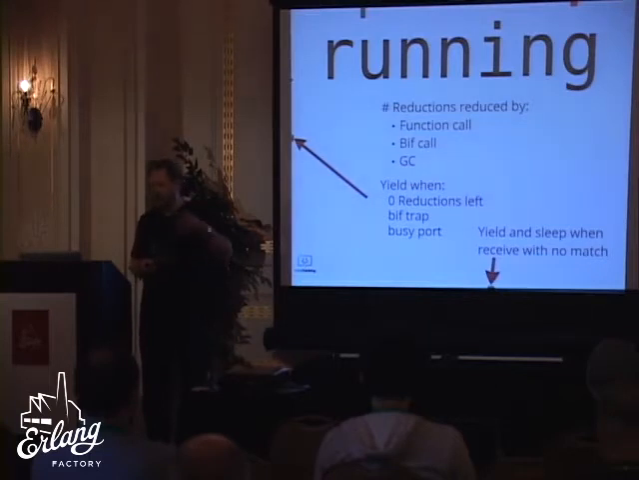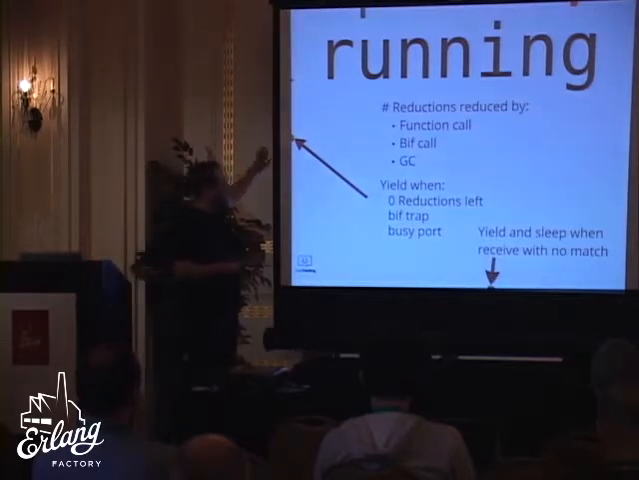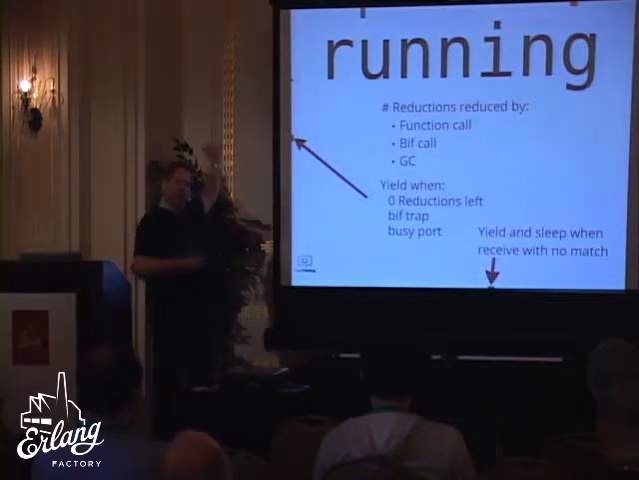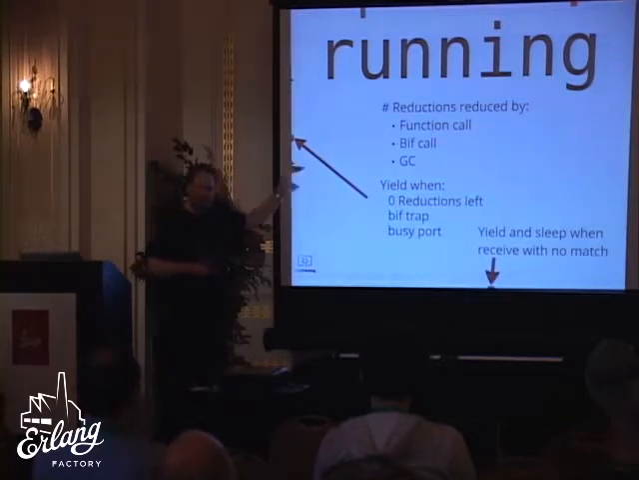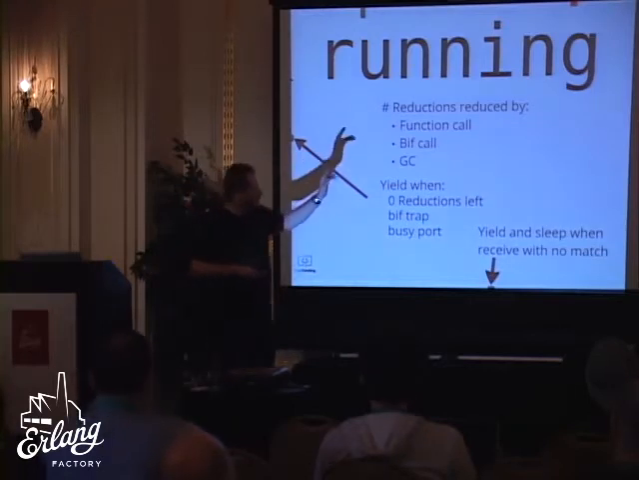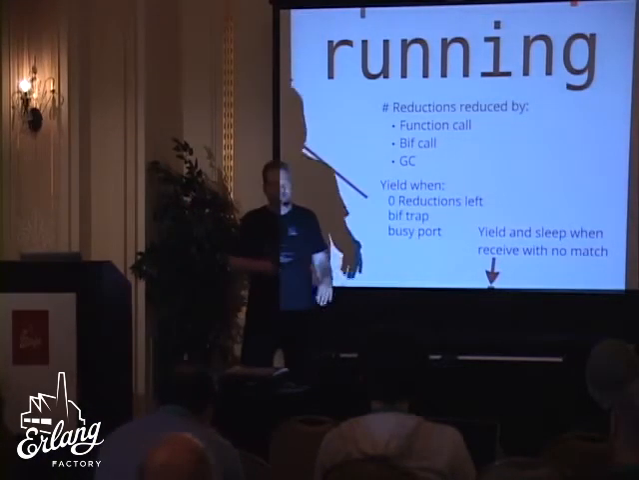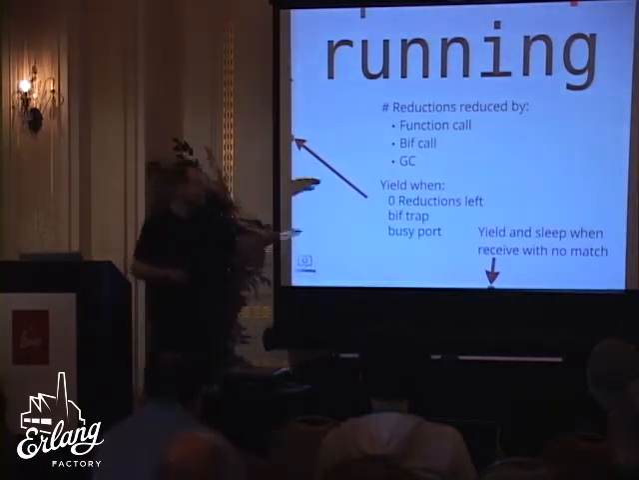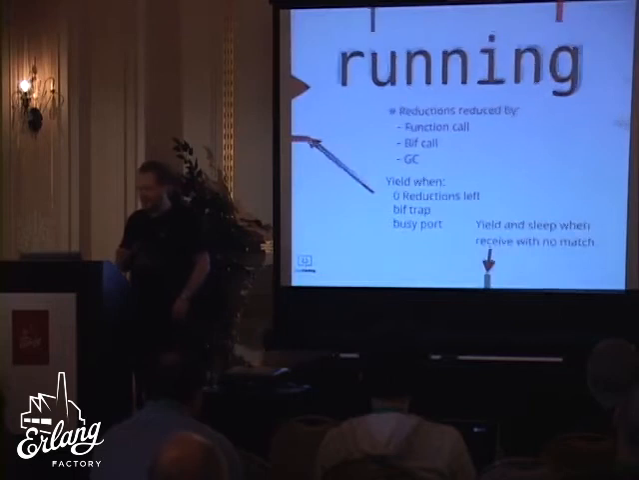So when you get to 0 reductions, you yield and go to the runnable state. If you do a BIF trap or you get a busy port, you also end up in the runnable state. The process can actually keep on running still, but it's not allowed to. But if you do a receive and you have no matching messages in the inbox, then you go down to the waiting state.